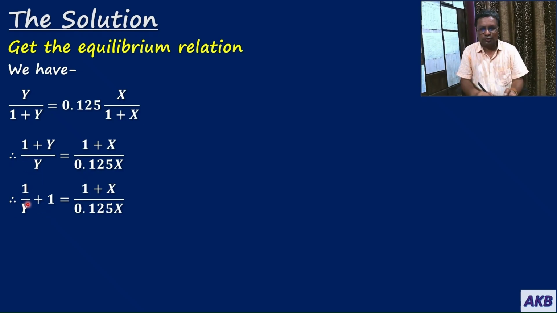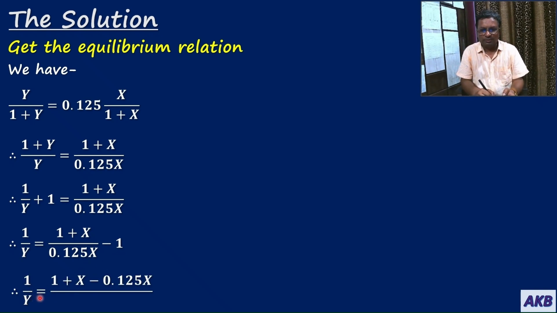So it will be 1 upon capital Y plus Y upon Y is 1. So 1 upon capital Y plus 1, that is equal to 1 plus capital X divided by 0.125 capital X. Then in the next step, I'll take this 1 to the other side. So it will be 1 upon capital Y is equal to 1 plus X divided by 0.125 into capital X minus 1. I will simplify this further.